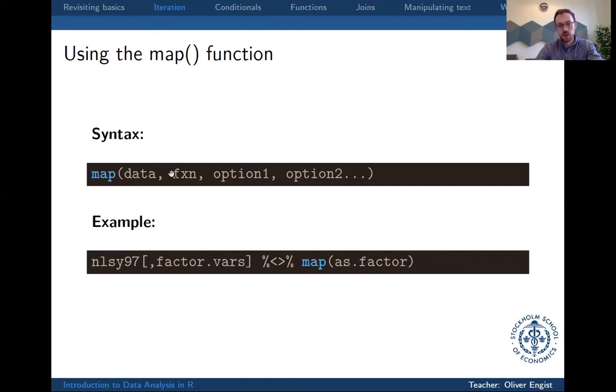And then as a function, we supply as factor. And now, since map on data frames works column-wise, it applies this function to each column separately. What it now does, it just takes all these columns that we selected here, turns each of them into a factor, and then assigns it back into the original data set. So if you think about it step by step, it would, for example, take the person ID first, turn the person ID into a factor variable, and then put it back into the original data set as a transformed variable.